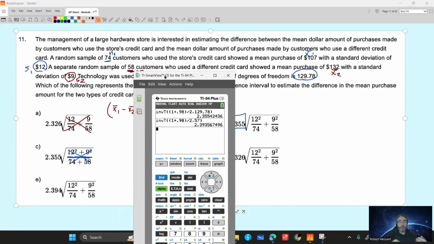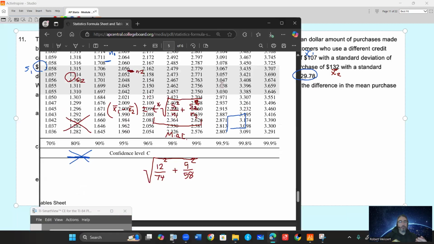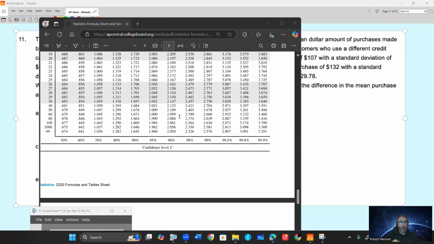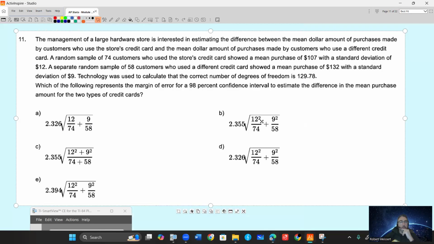If you're using the table, you're not going to get that number. So on the table, if you're looking at a 98% confidence level and you scroll out to your degrees of freedom, you notice that you really don't have 129 to work with, so you'd have to bump it down to 100. At 98%, using 100 as your degrees of freedom, 2.364 will get you pretty close, but as you can see, it's not quite the same. 2.364 would be closest to this, so you could luck out and get that answer.